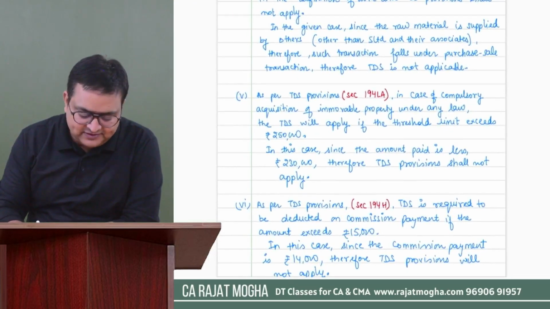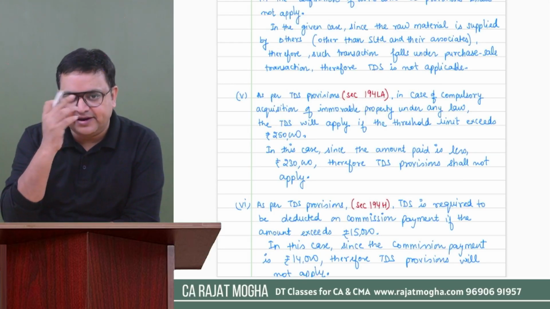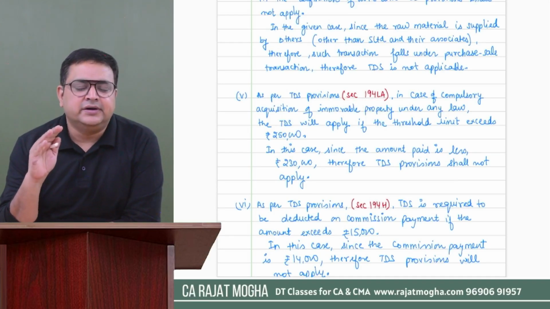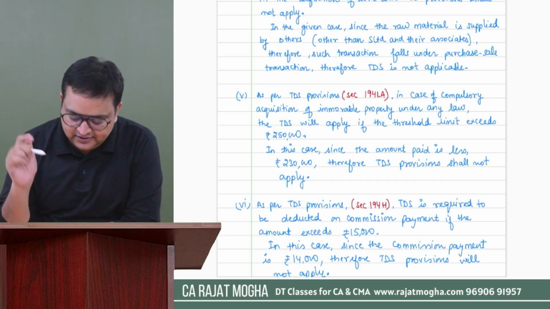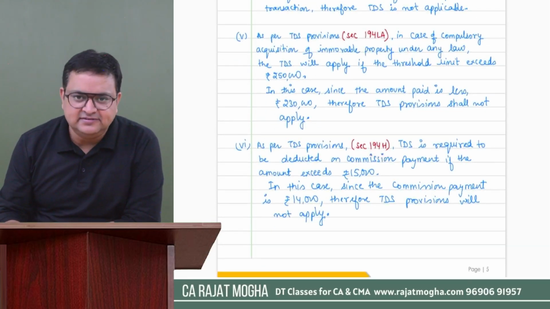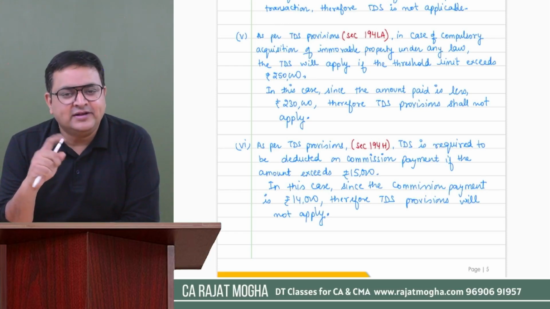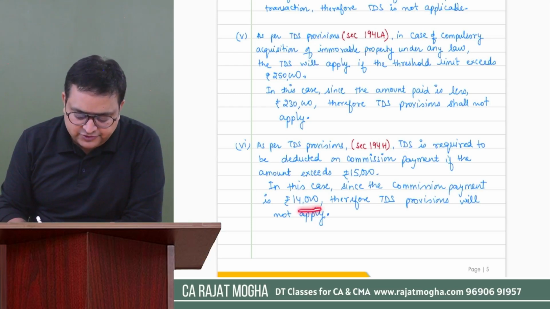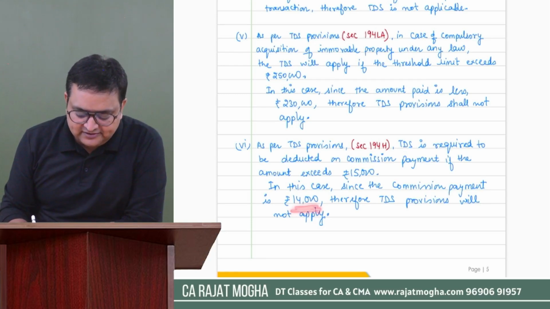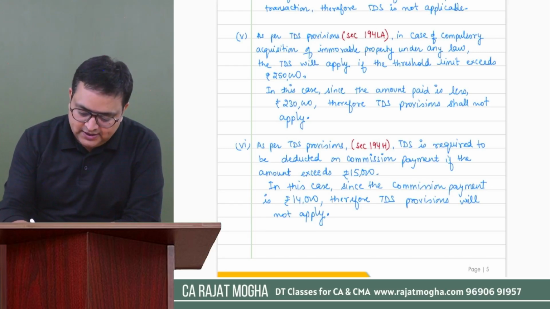Okay. This was easy. 194LA, compulsory acquisition. The limit is 2.5 lakh. The rate is 10%. But here our limit is not getting exceeded. So that is the reason TDS was not deducted. 194H was anyways easy. What is the rate under section 194H? 5%, right? And the threshold limit is 15,000. But here the threshold limit is not getting exceeded. So that is the reason TDS provisions will not apply. Got it? Okay. Now let's come to the next question.